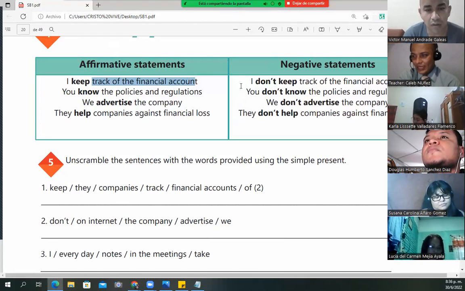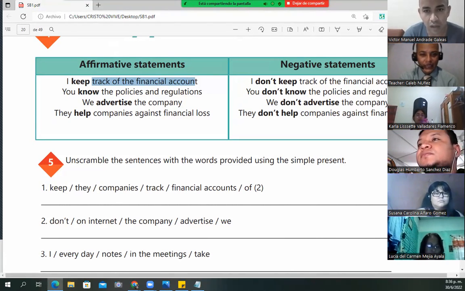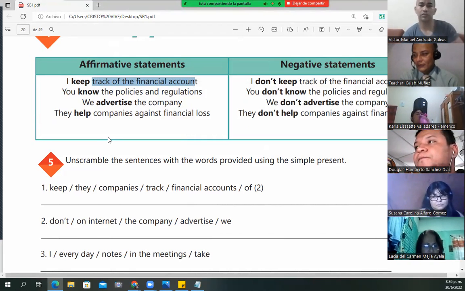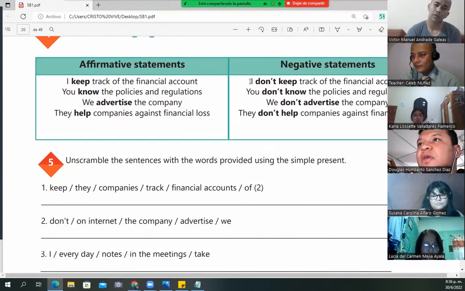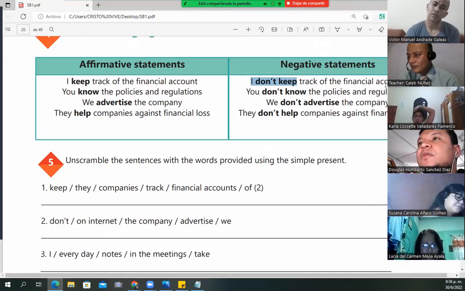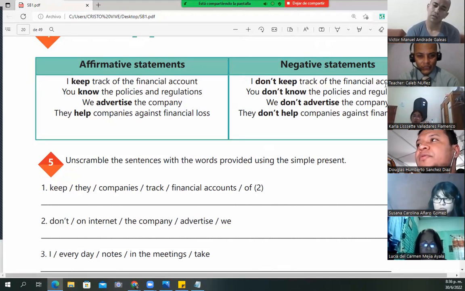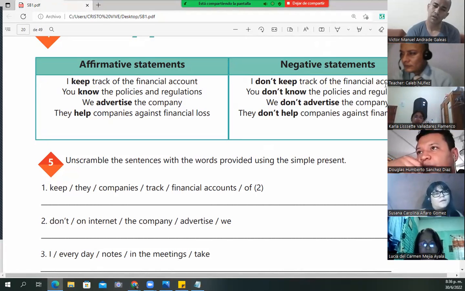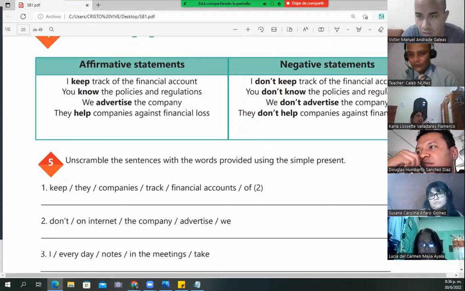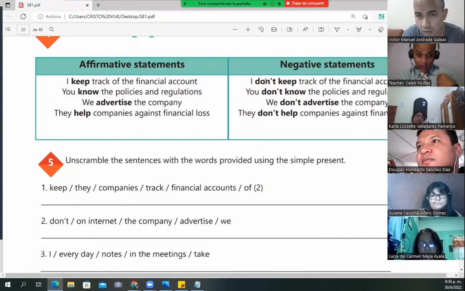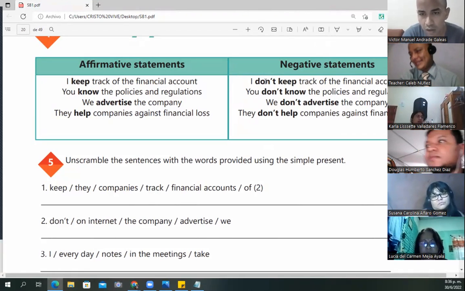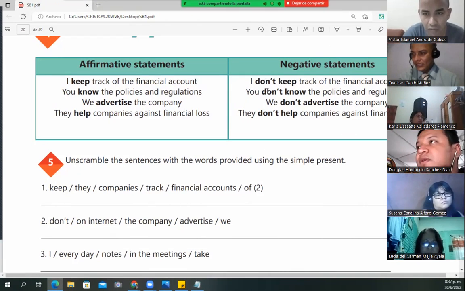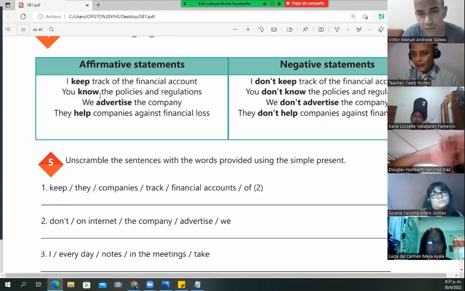Okay. Negative. Vamos acá a la diferencia con el negative. Vamos a ver. Lisette, ayúdanos, Lisette. El negativo. Keep. Lisette. ¿Estamos? No. Vámonos, Douglas, entonces. Douglas, negative. I don't keep track of the financial accounts. Correct. I don't keep track. I don't. ¿Cómo decir? I don't keep track of the financial account. Clear? Is that clear? Okay.